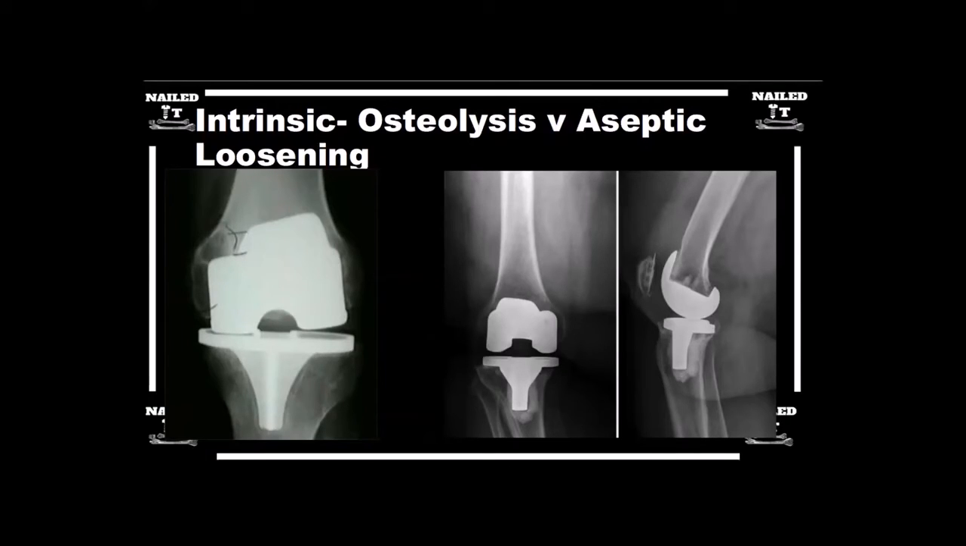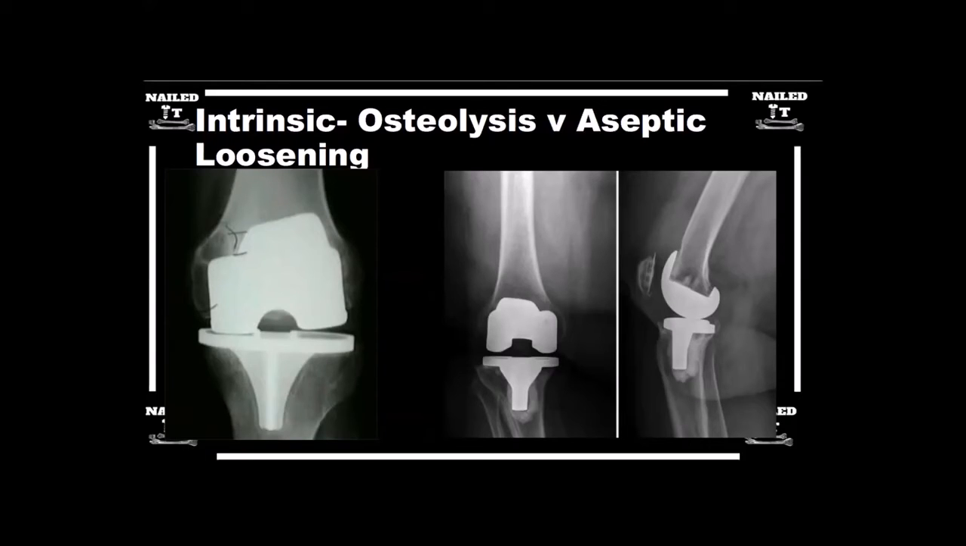So you see asymmetrical polyethylene wear. You see those large osteolytic lesions. You also see some radiolucency around the tibial component too. So those are all things that I would critically evaluate in that left X-ray.